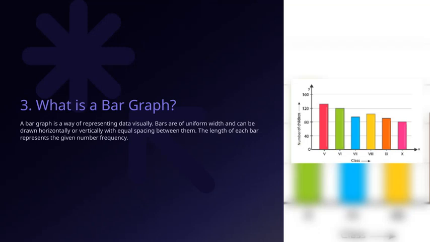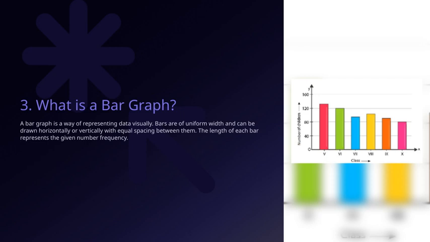So, what exactly is a bar graph? Well, a bar graph is a visual way of representing data that makes it easier to understand at a glance. The bars in the graph are all of the same width, which helps keep things neat and consistent. You can draw these bars either horizontally or vertically, depending on what fits best for the data you're presenting. One of the key points to remember is that the spacing between the bars is also equal, which keeps the graph clear and easy to interpret.